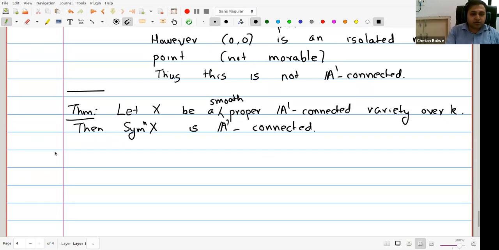But then you have to worry about the points which are not smooth. So you have to worry about the points that are on the images of the diagonals. But the trick is that if you just look at those images, they are really just products of symmetric spaces with lower n. So the proof basically goes through by induction on n. Okay, so proof.